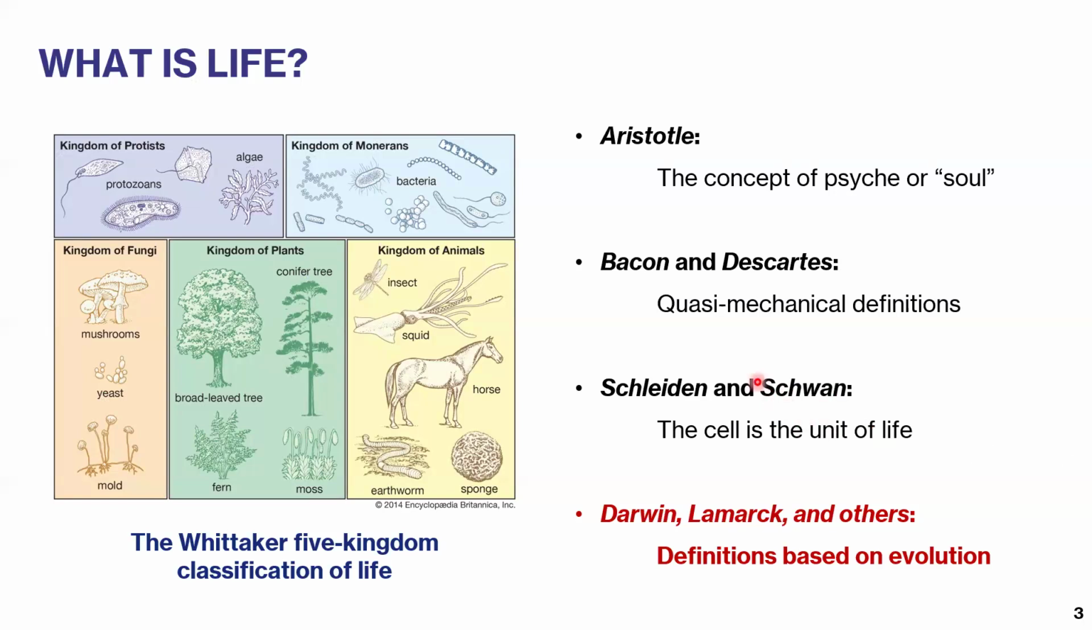The concept and definition of life largely depends on its historical context, which can be traced back to ancient Greece and Aristotle, where the concept of psyche, or soul, was used to describe the properties unique to living things. These definitions changed drastically starting with the Enlightenment, starting with quasi-mechanical definitions by Bacon and Descartes in the 17th century, followed by Schleiden and Schwann's focus on the cell as the unit of life, and finally definitions based on evolution by Darwin, Lamarck, and others in the 19th century.